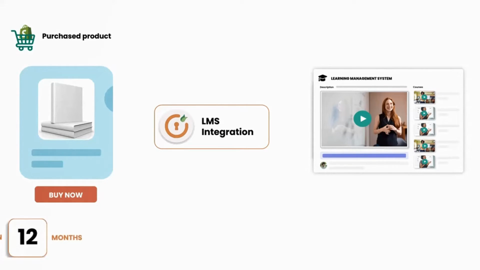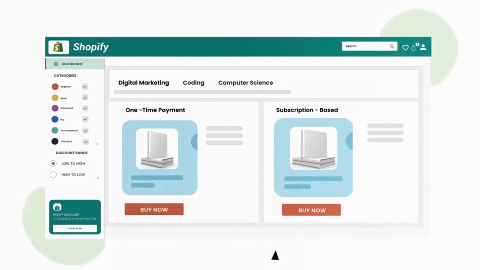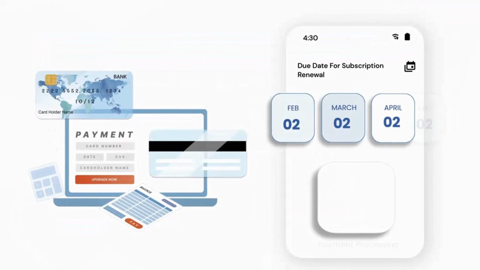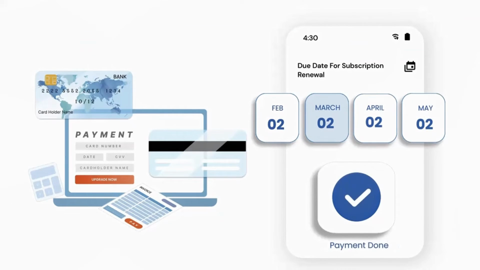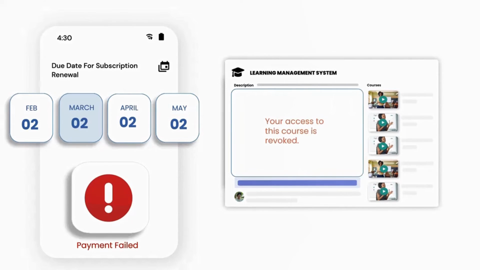With our Course Expiry feature, the expiry date will automatically be set on your LMS. With the Subscription Expiry feature, if a customer has purchased a product that is subscription-based instead of a one-time payment, then the subscription amount will be automatically deducted monthly. If the subscription amount is not auto-deducted, access to the LMS course will be revoked.